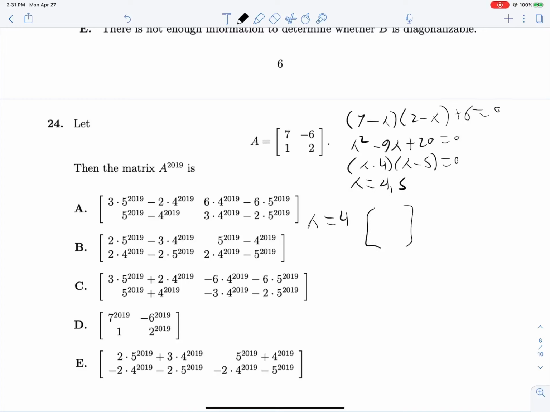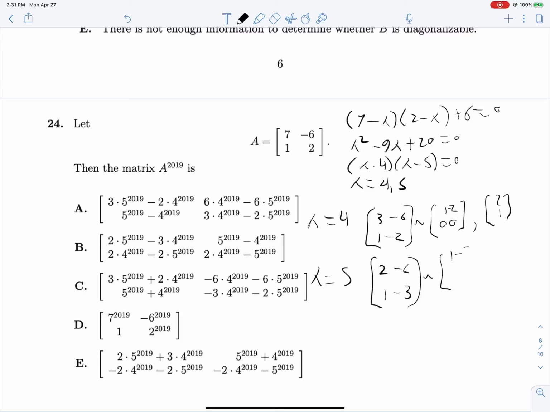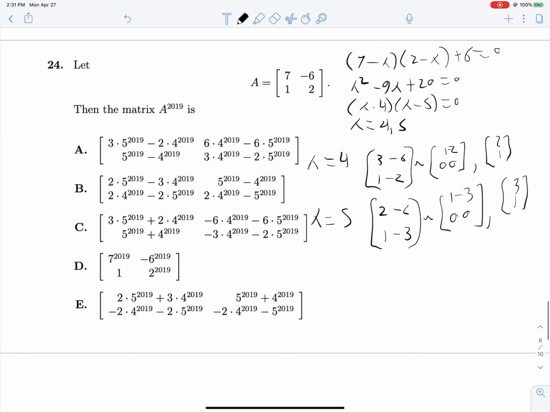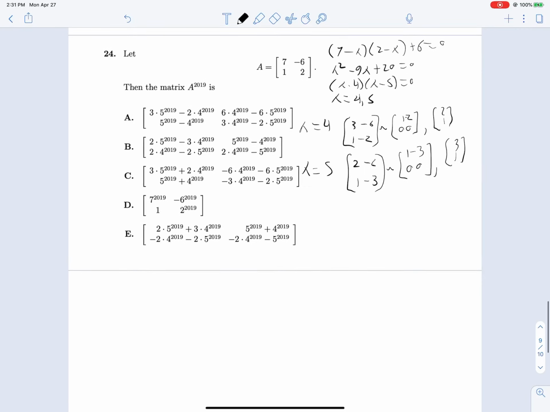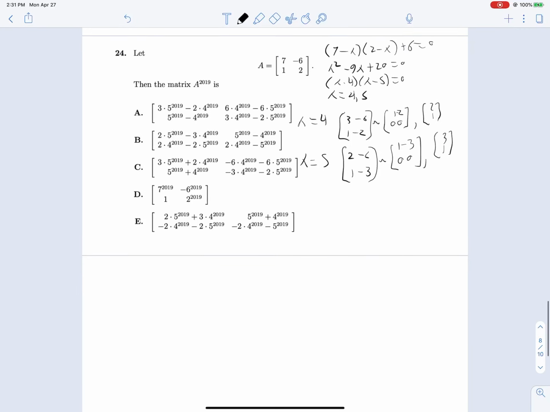For lambda is equal to 4, we will get, for A minus lambda I, 3, negative 6, 1, negative 2. We can simplify that to 1, negative 2, 0, 0, and get an eigenvector of 2, 1. For lambda is equal to 5, A minus lambda I gives us 2, negative 6, 1, negative 3. So we can simplify that down to 1, negative 3, 0, 0, and get 3, 1 out of that.